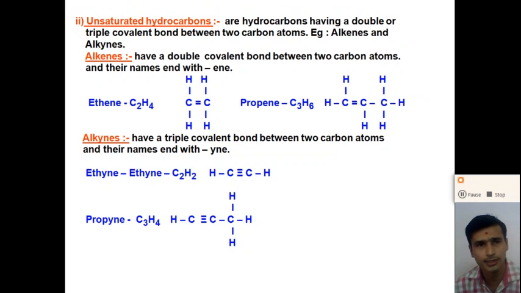So understand, dear student, what do you mean by hydrocarbons? Hydrocarbons are compounds formed by carbon atoms and hydrogen atoms. If the carbon atoms have only single covalent bonds, it is called a saturated hydrocarbon, and if the hydrocarbon has double or triple covalent bonds between two carbon atoms, it is called an unsaturated hydrocarbon, right?